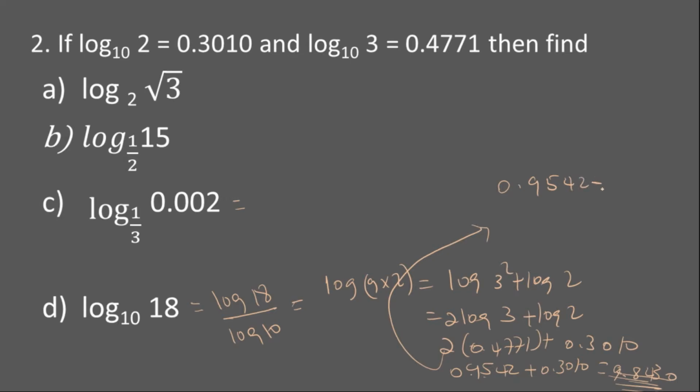So 0.9542 plus 0.3010. Adding: 0 plus 2 is 2, 1 plus 4 is 5, 0 plus 5 is again 5, 3 plus 8 is 12, so we get 1.2552. So this is the simplified form of the number.